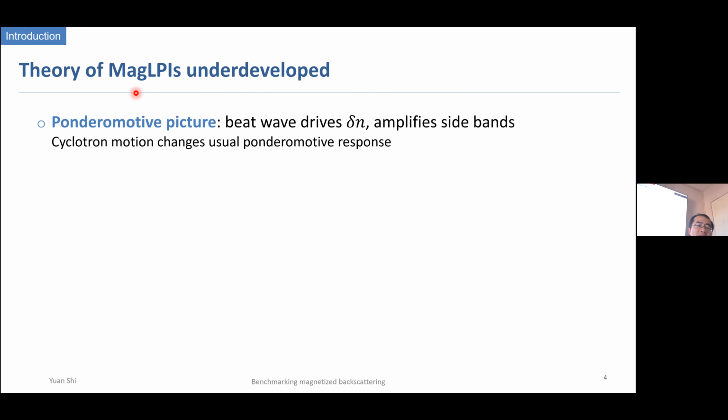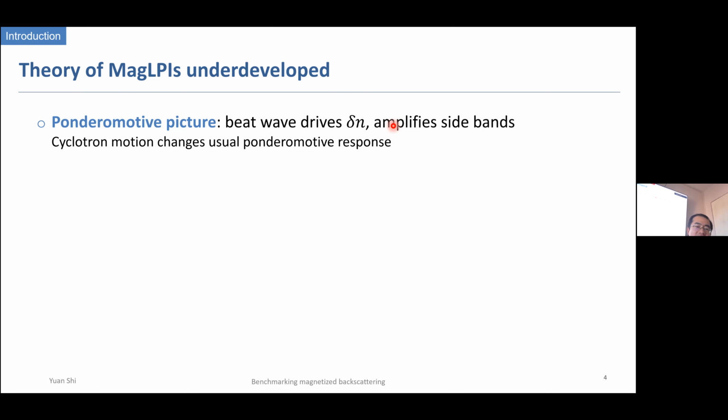So in the usual unmagnetized LPI, people usually use the ponderomotive picture to understand nonlinear interactions. There, they think about two lasers. When they shoot into a plasma, they generate a beat wave. That beat wave can ponderomotively drive a density fluctuation, so then you have an electrostatic plasma wave in the plasma. Then you're kind of having a grating in your system, so you can think about your lasers scattering off this grating. That's roughly how people think about the unmagnetized version. So you have this grating, you generate sidebands, and then you amplify these sidebands. That's the usual ponderomotive parametric picture of understanding nonlinear wave-wave interaction.